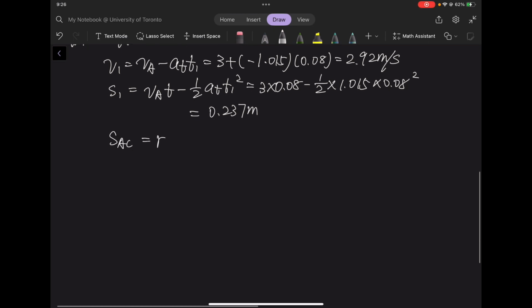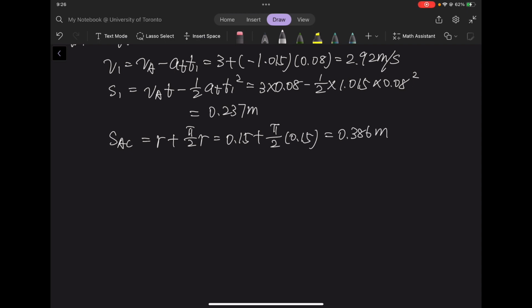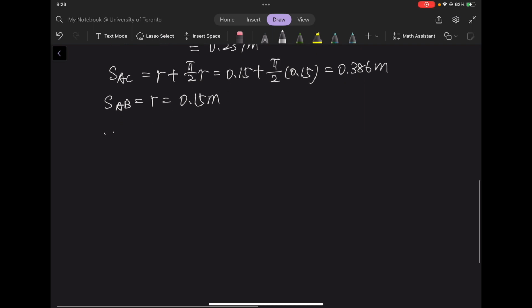SAC is equal to R plus pi over 2 R, which is 0.15 plus pi over 2 times 0.15, equal to 0.386 meter. SAB is equal to R, which is equal to 0.15 meter. Because S1 is larger than SAB and smaller than SAC, we can say the ball is in the first curve.